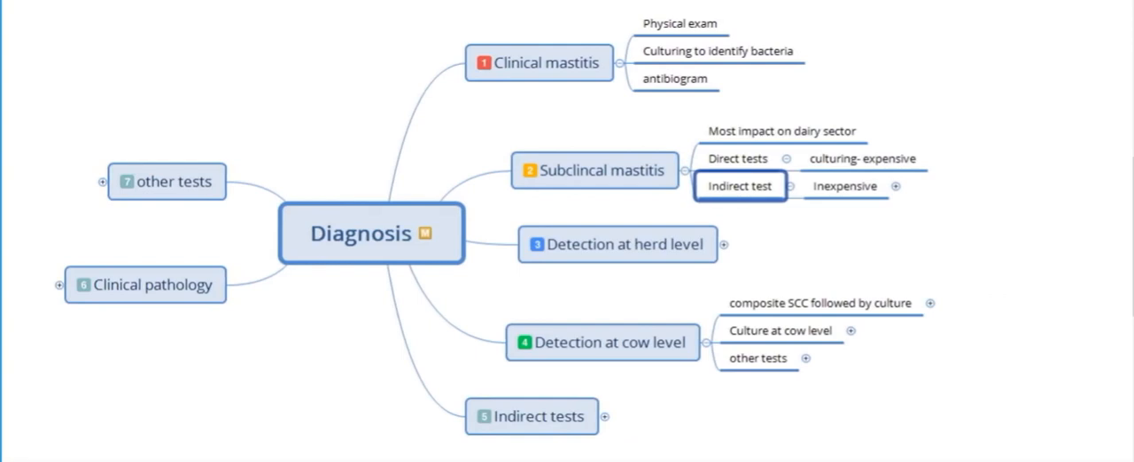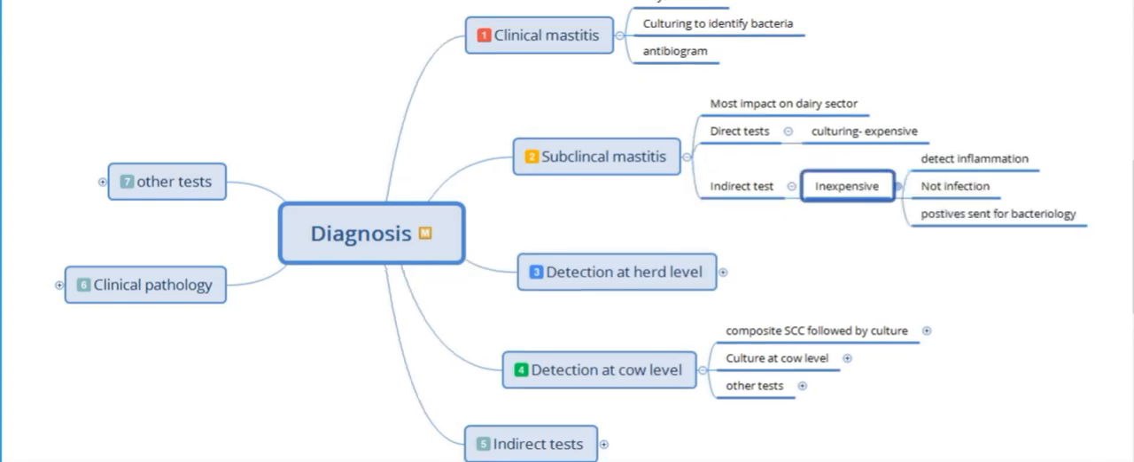However, the indirect test detects inflammation but not infection. That means it usually detects if the milk is abnormal or if the udder is abnormal, not whether there are any bacteria or infectious organisms in there. It simply detects if there is any inflammation or an inflammatory response in the udder. And in an ideal situation, you collect the milk samples showing signs of inflammation, you send them for culture, and you will get the result in the bacteriological examination. So that is how indirect tests are performed.